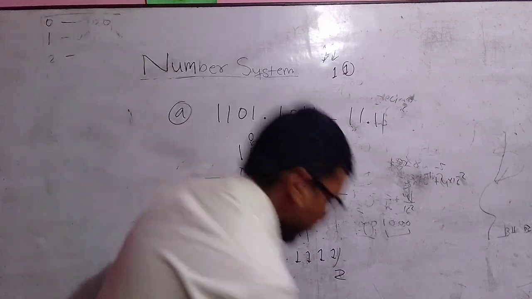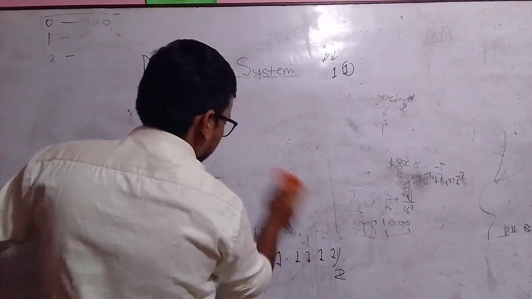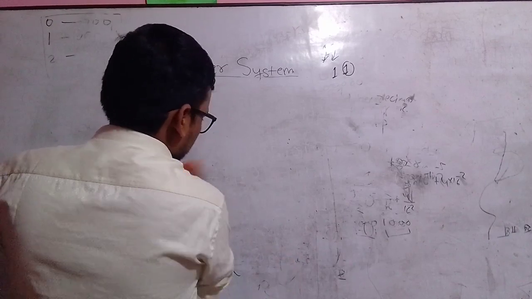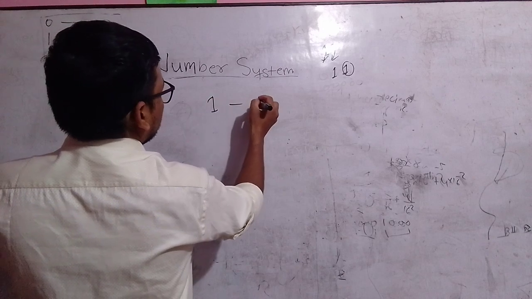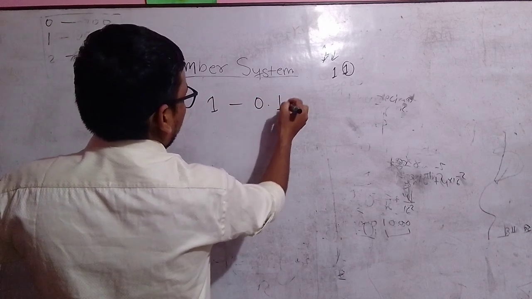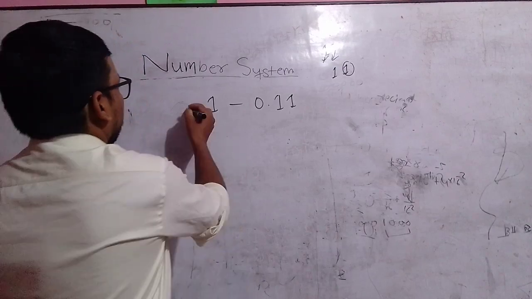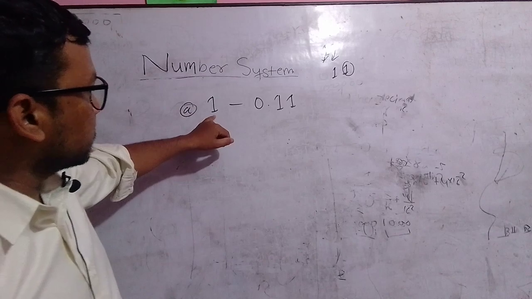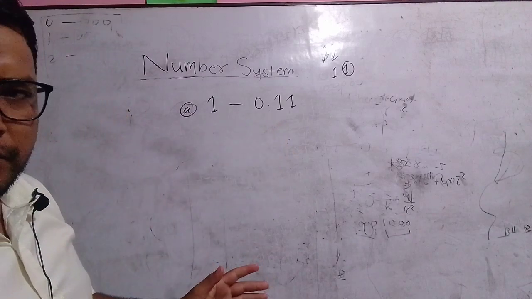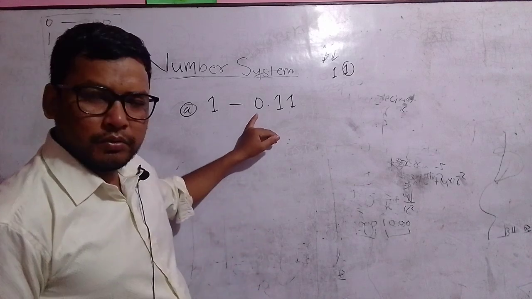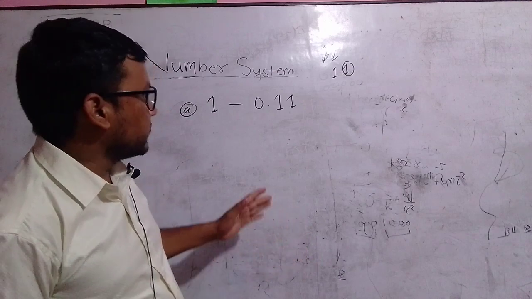Now let's take another example, one complex example. Simple numbers but a complex example. 1 minus 0.11. How to perform these calculations? Now we need to change these two numbers into the same format. Format means equal length. For both the integer and fractional parts, we need to make an equal number of digits for both numbers.